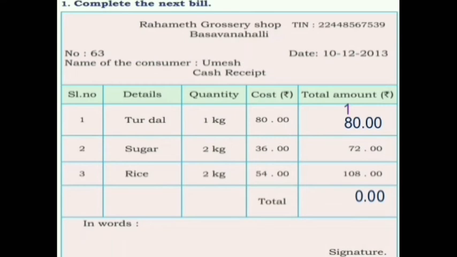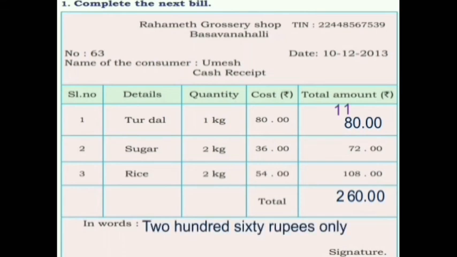Now we should add 1, 8, 7, 0. 1 plus 8, 9. 9 plus 7, 16. Write 1 above the 1 and write 6 below the 0. Now we should add 1 and 1. 1 plus 1, 2. Therefore, the total cost of all the items is 260 rupees. Now we should write total cost in words. It is read as 260 rupees.